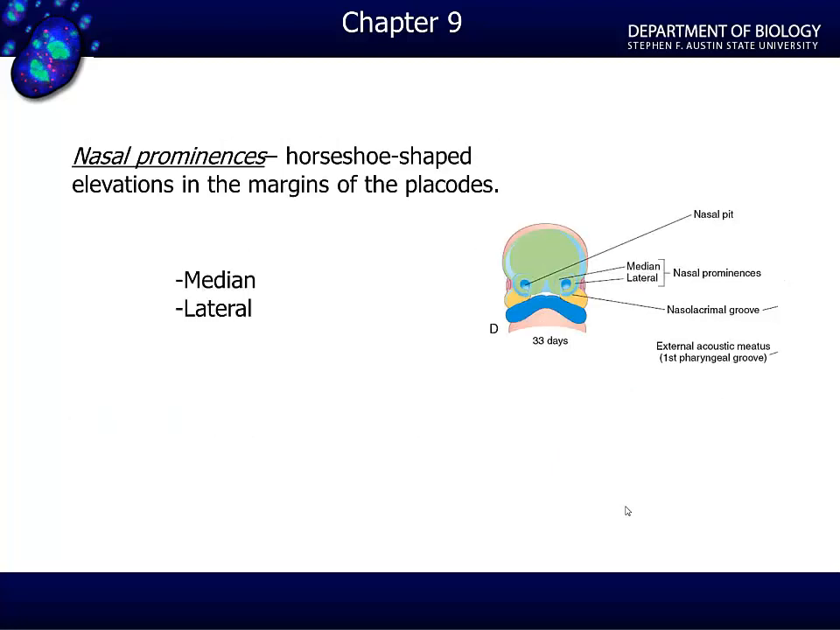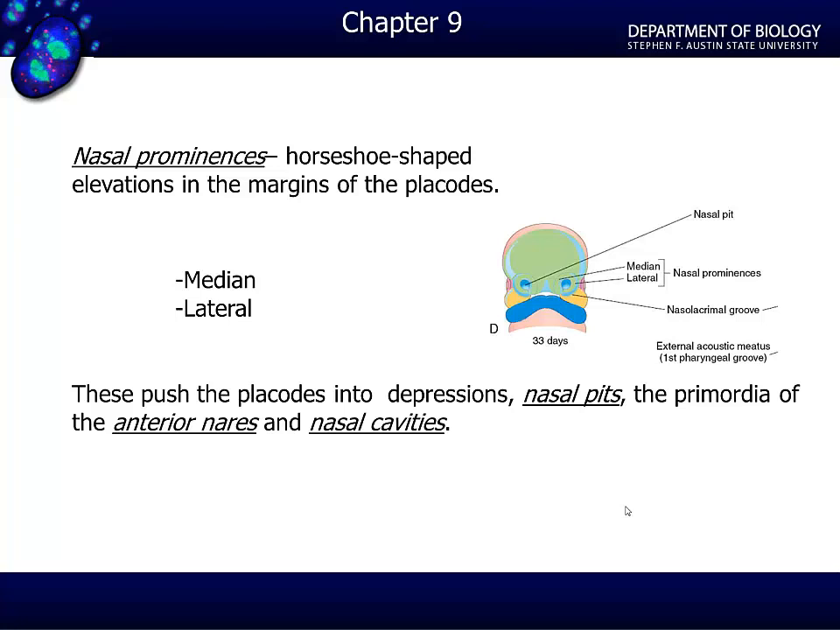So there we can see a little bit more closely our median and lateral nasal prominences. That's going to make up the boundary where we're going to define our external nares. And so as we look, that depression that's left behind, this is going to be the nasal pit. And this opening is going to be our nare, our external nare. And as we're going to see, this pit is going to continue to invaginate deeper and deeper and deeper. And this is going to be the beginnings of carving out our nasal cavities.